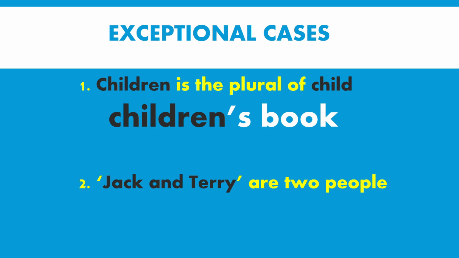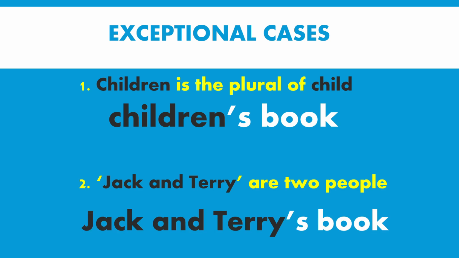So when we want to talk about the possession of Jack and Terry over this book, then we only apply the apostrophe s after Terry's name. So the answer would be like this: Jack and Terry's book. Apostrophe s. We don't use s apostrophe after Terry, even though there are two persons in this subject.